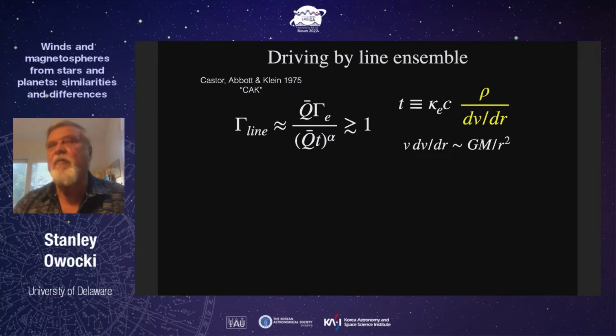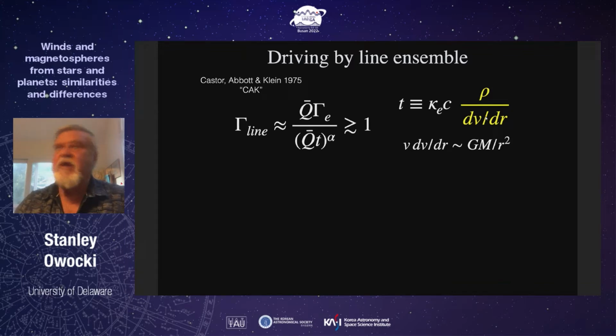Now, let's go to the way this actually has been applied. There's a classic paper from 1975, Castor, Abbott and Klein, who realized that there wasn't just a single line, there's a whole ensemble of lines with different opacities, and they can be fit pretty well by a power law. And so when you take the cumulative effect of all these lines scattering photons, you get the optically thin force divided by an optical depth-like parameter, but instead of being linearly proportional to optical depth, it has this power law index alpha, which can be between 1/2 and 2/3, say. And this t parameter is like a characteristic optical depth parameter that depends on density divided by velocity gradient.